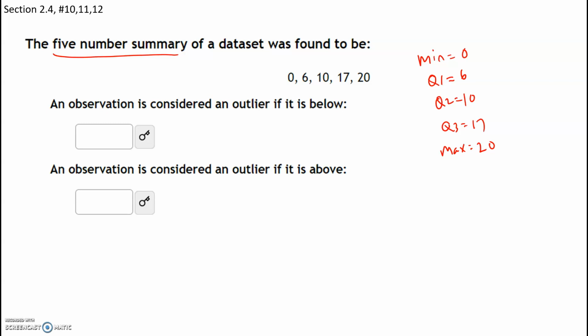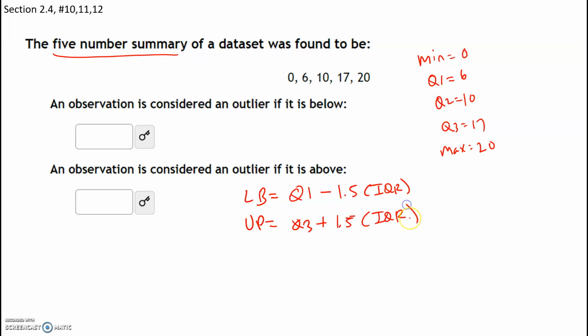Now, an observation is considered to be an outlier if it's below what? And it's above what? So we have to answer these two questions. So quick refresher on what an outlier is. An outlier, we determine that using the 1.5 IQR formula, which is as follows. Your lower bound is going to be given by Q1 minus 1.5 times the IQR. And your upper bound is given by the formula Q3 plus 1.5 times the IQR.